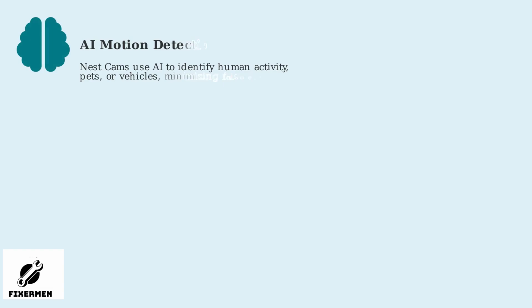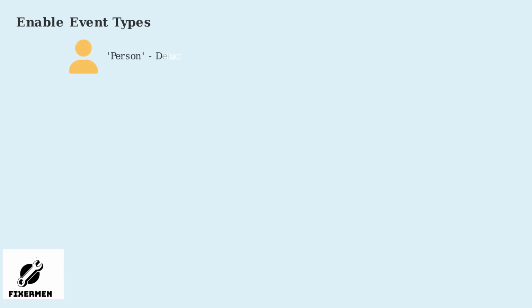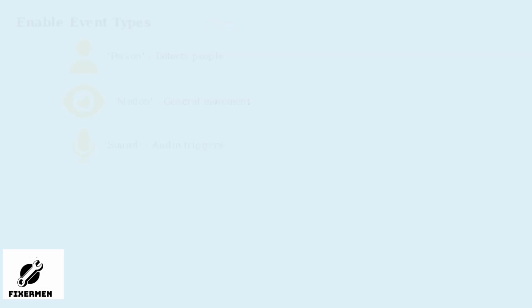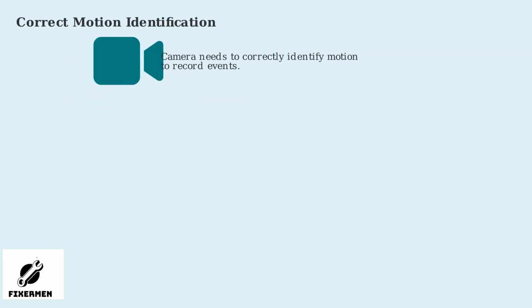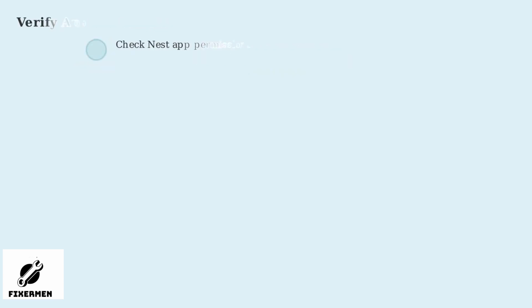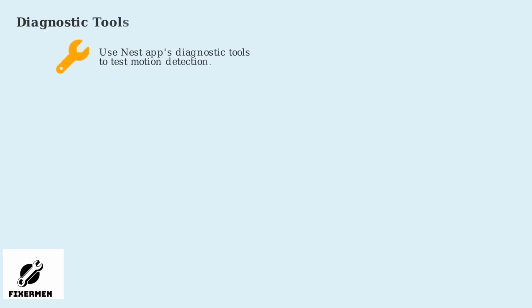Nest Cams use AI to identify human activity, pets, or vehicles, minimizing false alerts. Ensure you have person, motion, or sound enabled in your Nest app settings. The camera needs to correctly identify motion to record. Mismatches between sensor inputs and AI thresholds can cause missed recordings. Verify app permissions and use the Nest app's diagnostic tools to test motion detection.